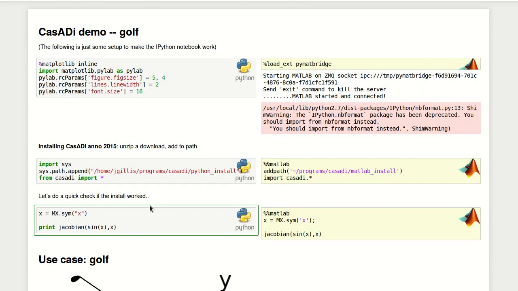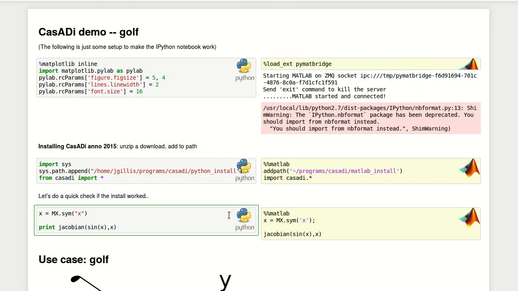Installing CasADi nowadays is quite easy. You can just go to the website and locate a zip file or a tar file. On your system you unpack this file and you add the directory to the path. For Python you need to add it to the Python path, for MATLAB it's the MATLAB path. You can see the syntaxes here for Python and here for MATLAB.